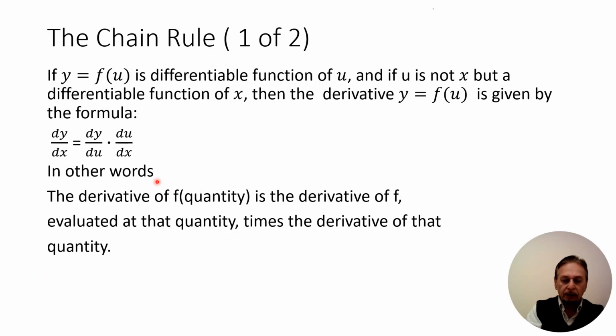Chain rule. If y equals f of u is a differentiable function of u, and u is not x but a differentiable function of x, then the derivative of y equals f of u is given by the formula dy over dx equals dy over du times du over dx. In other words, the derivative of f of a quantity is the derivative of f evaluated at that quantity times the derivative of that quantity.